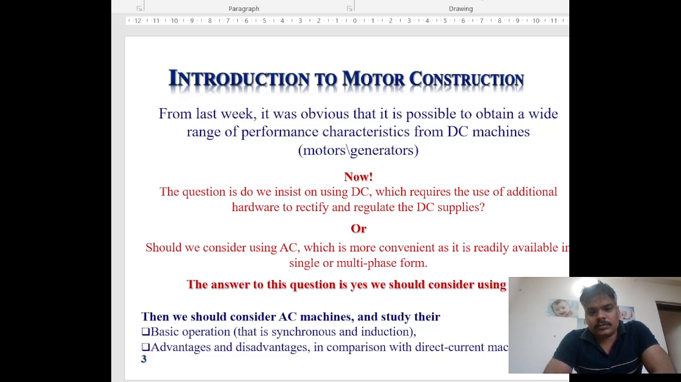The question is, do we insist on using DC, which requires the use of additional hardware to rectify and regulate the DC supply? Should we consider using AC, which is more convenient as it is readily available in single or multi-phase home? The answer to this question is yes, we should consider using AC. Then we should consider AC machines and study their basic operation, that is synchronous and induction, advantage and disadvantage in comparison with direct current machine.